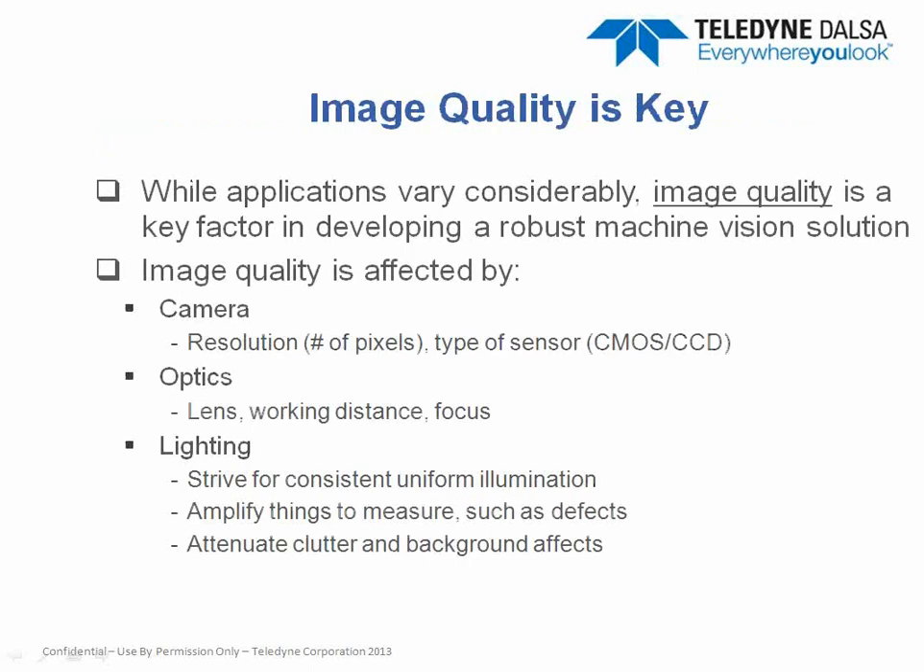Image quality is really key in machine vision. You have to always try to get the best image quality you can to get a really robust vision system. Sometimes it's possible, sometimes it's a little more difficult. So, with that in mind, you've got resolution, the number of pixels, and whether you have a CMOS or CCD sensor. I'm not going to go too much into detail because there are other presentations that cover the difference between CMOS and CCD. Optics, the lensing, working distances, focusing and depth of field.